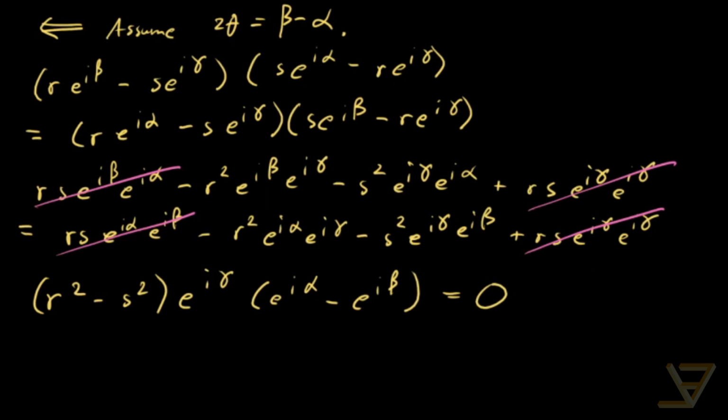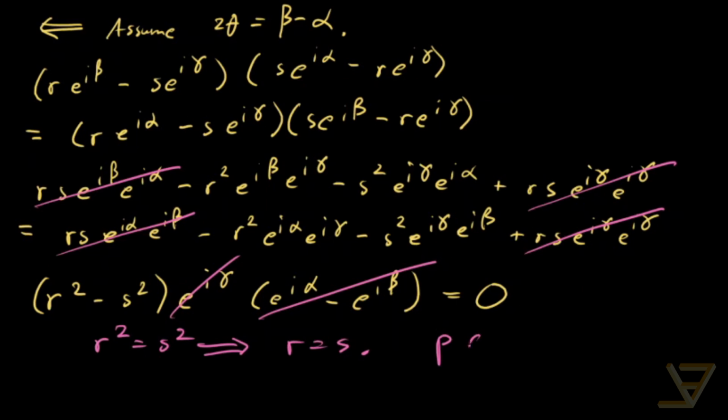And e to the i gamma can't be 0, so we can cancel it out. And alpha and beta are different angles within 0 and 2 pi, so we can cancel that out. And what we're left with is r squared equals s squared, and therefore r equals s. So that proves that P is on the circle.